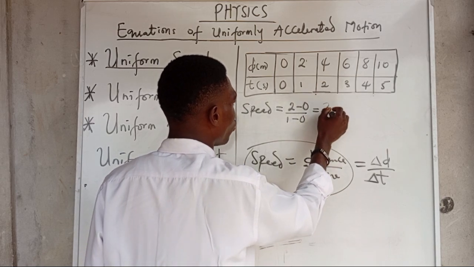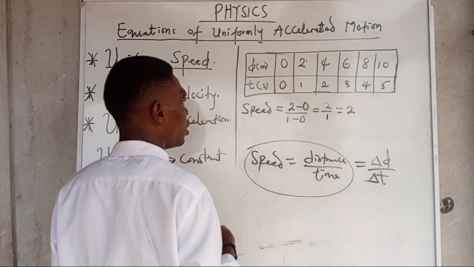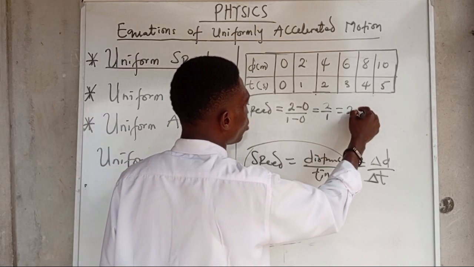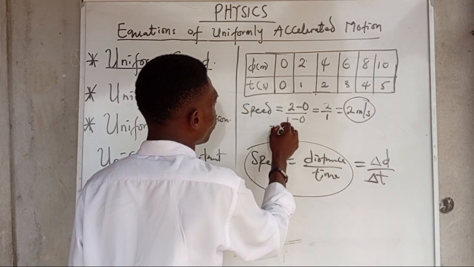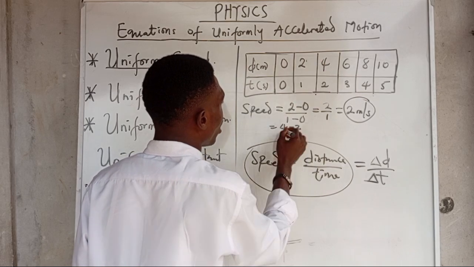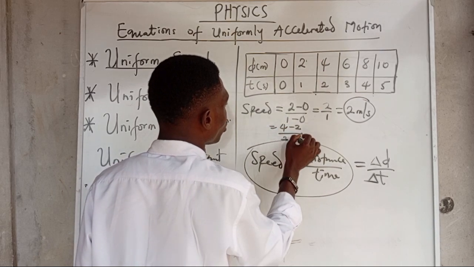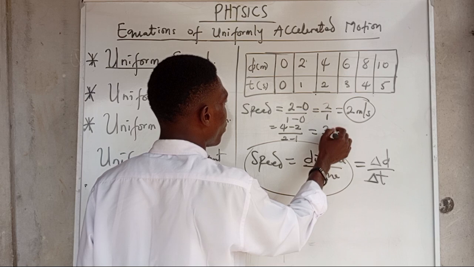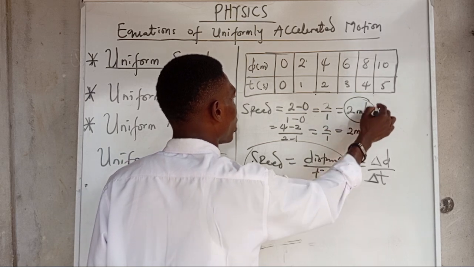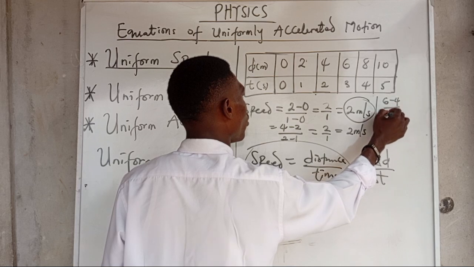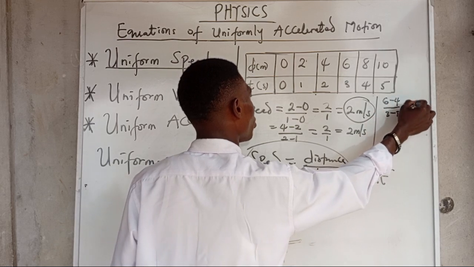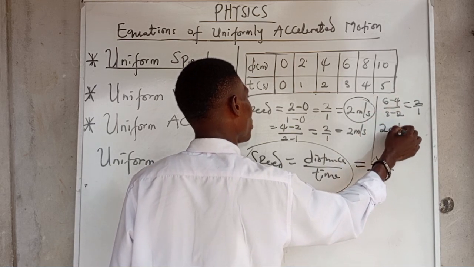That will give us what? 2 over 1, that's equal to 2. That's for the first motion. So it is 2 meters per second. And then for the next one, it's going to be what? 4 minus 2, all right, over 2 minus 1. That will give us 2 over 1, which gives us 2 meters per second. And if we do it for the other ones, it's also going to be 6 minus 4 over 3 minus 2. That's 2 over 1, which gives us 2 meters per second as well.